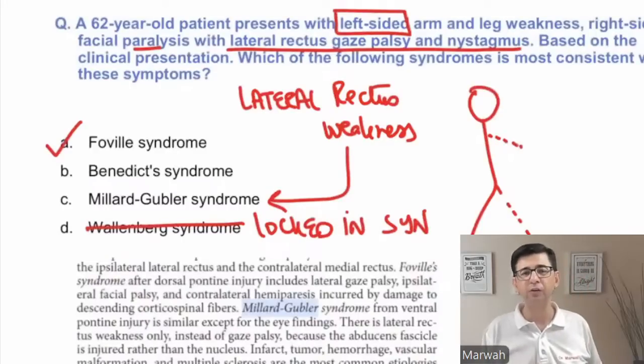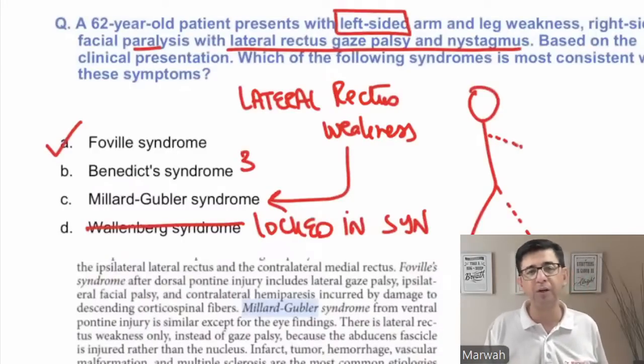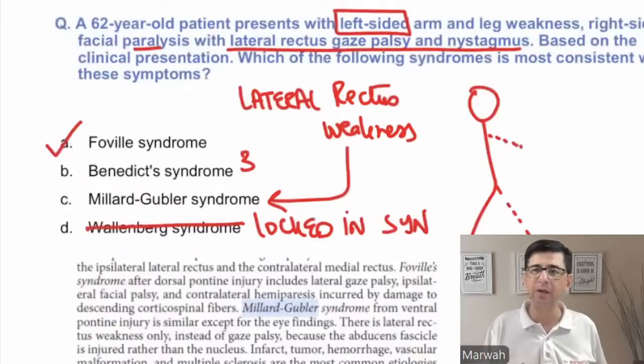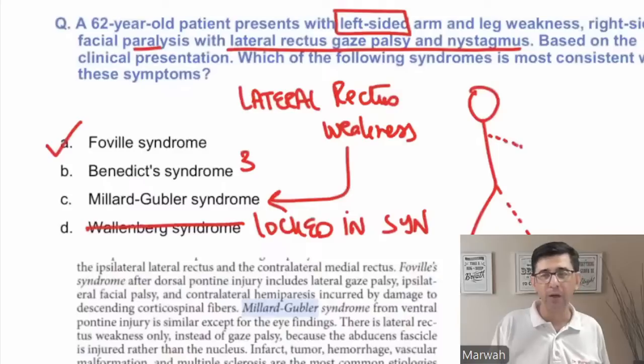Fine, Doc. I think we are sorted for this one. Benedict's is ruled out because Benedict's would be midbrain with the third nerve involved. Locked-in syndrome would be a brainstem stroke in a patient, like I've given the example of Michael Schumacher, the Formula One driver. He has locked-in syndrome, and that's a much larger number of cranial nerves that get involved.